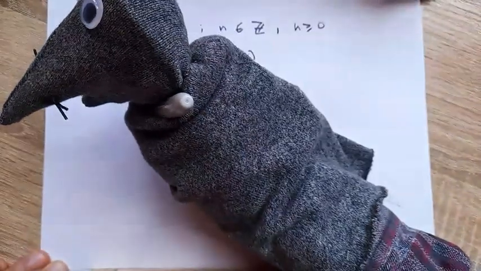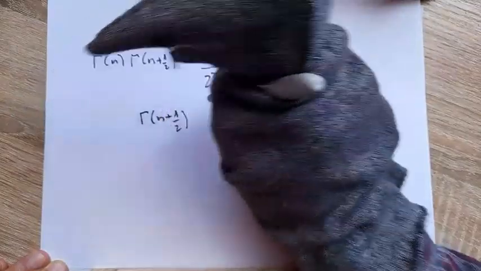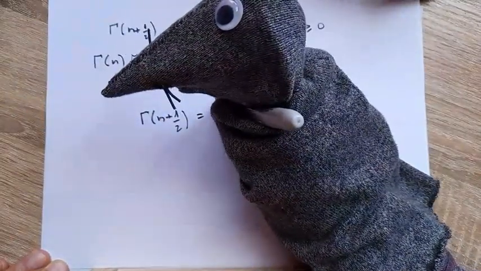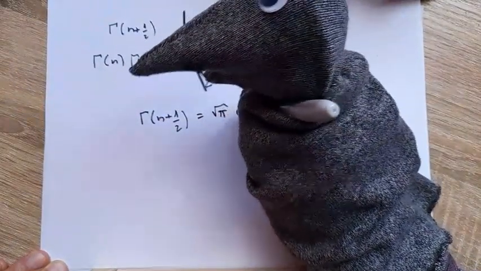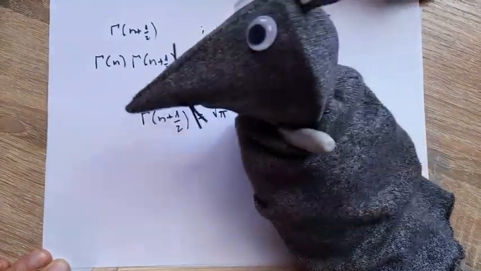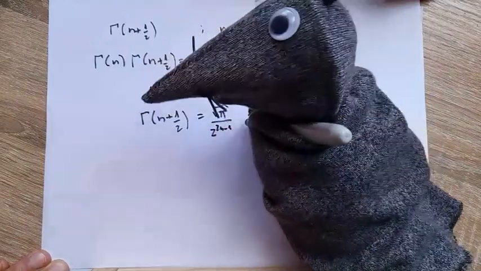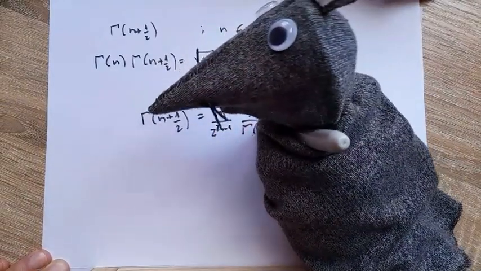So we can get from here that gamma of n plus 1/2 equals square root of pi times gamma of 2n over 2 to the 2n minus 1 times gamma of n.